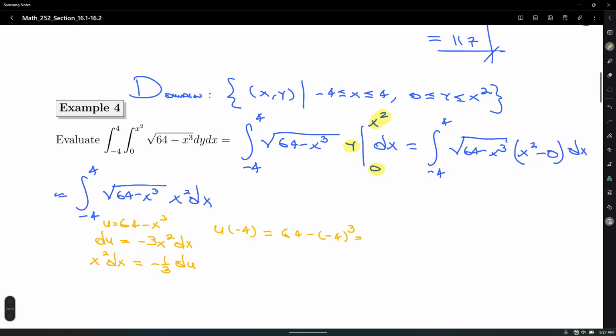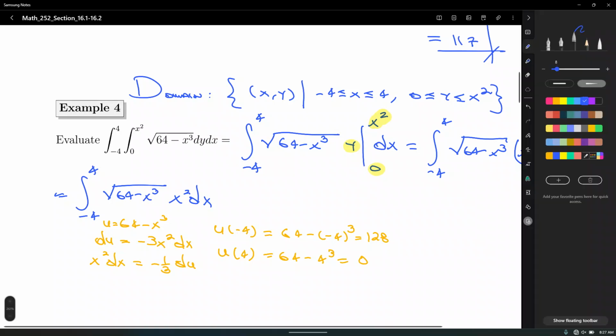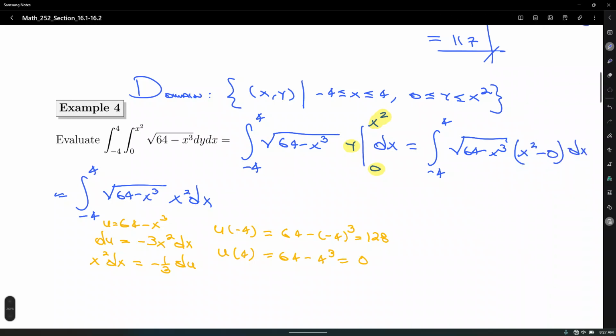64 plus 64, 128. And then u of 4, that is 64 minus 4 squared, which is 4 cubed again, which happens to be 64, which is 0. So what are we going to get? Now that we changed the limits of integration and the variable, that is the integral from 128 to 0 for the function square root of u times -1/3 du. So there's a lot going on here.